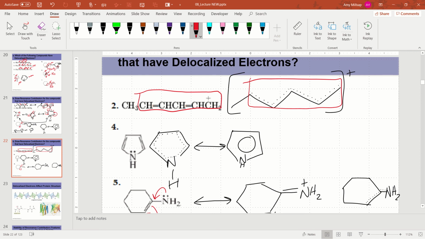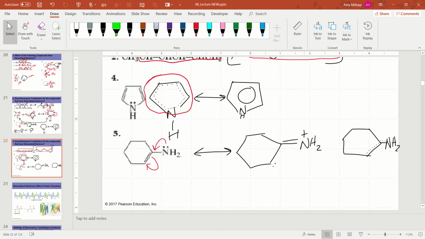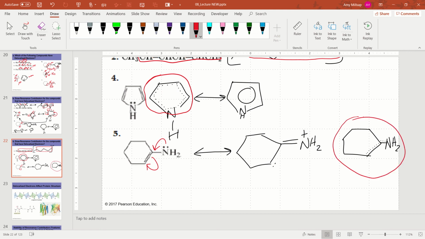Same thing for the resonance hybrid of 4, showing the electrons being shared across all of the atoms, which can also be demonstrated with a circle. And then in the last structure, drawing the resonance contributors, and then drawing the resonance hybrid, which is here. So these are the resonance hybrids.